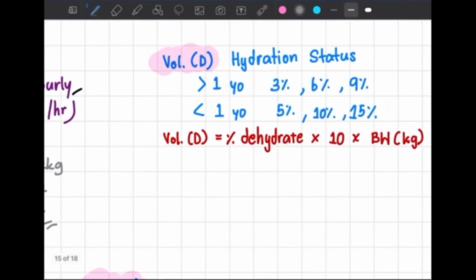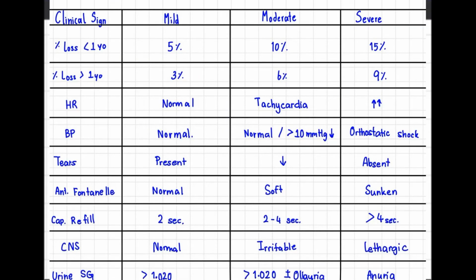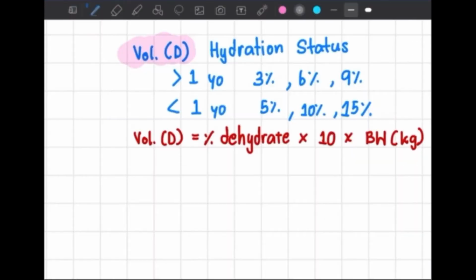Now let's talk about the volume deficit. To understand a volume deficit, first you're going to have to know the hydration status of a person. And that's the most popular chart all medical students would know, the dehydration chart. All right, but there's a difference for a pediatrics patient.